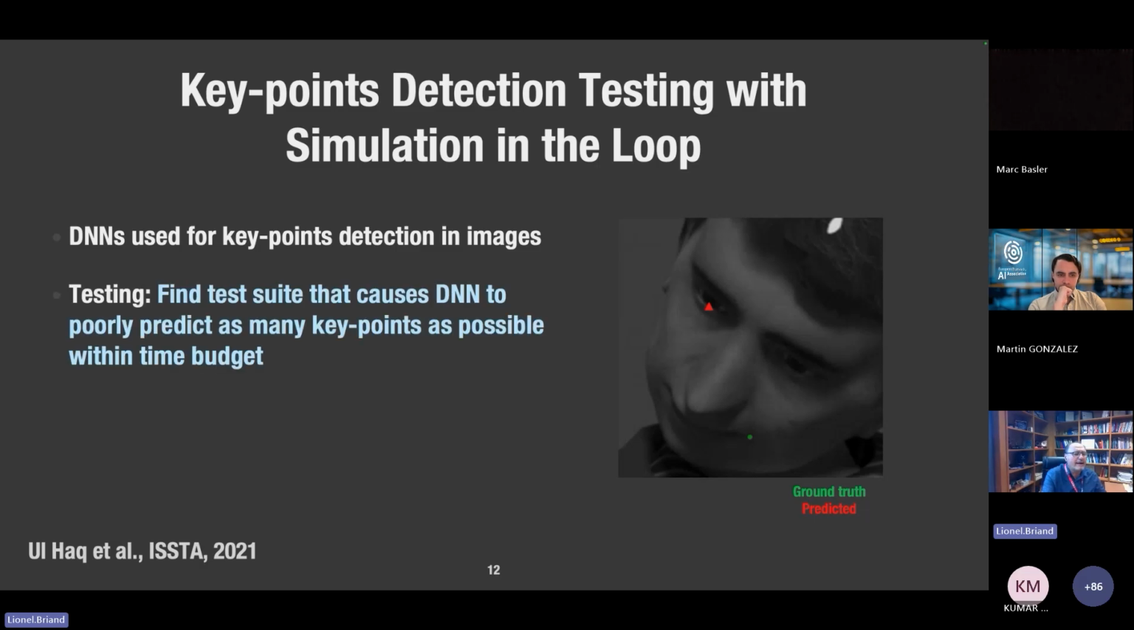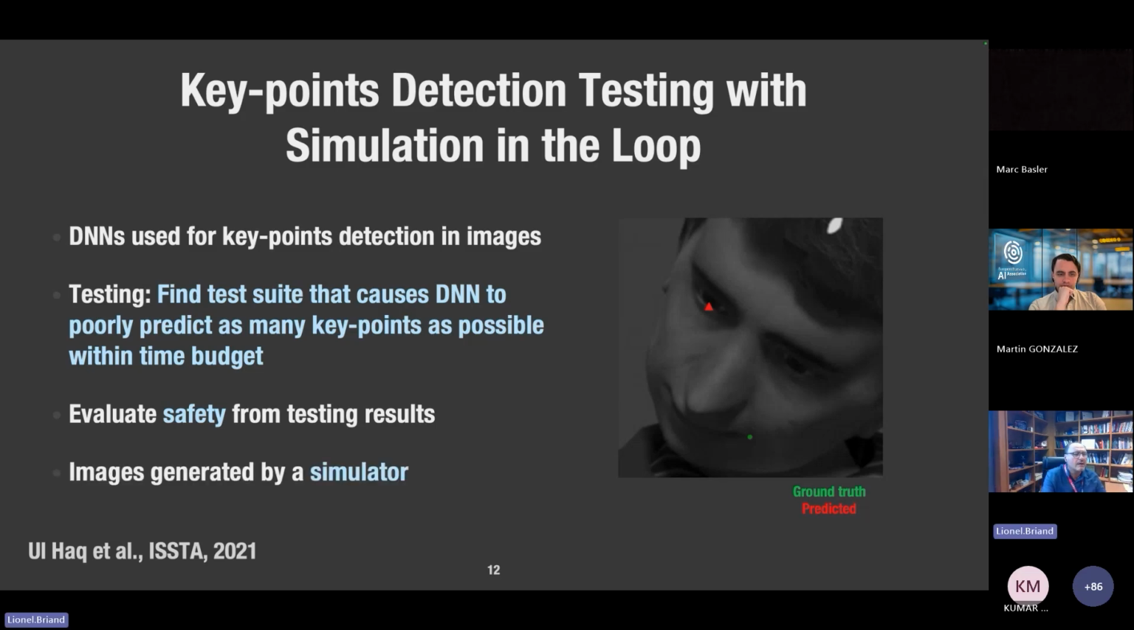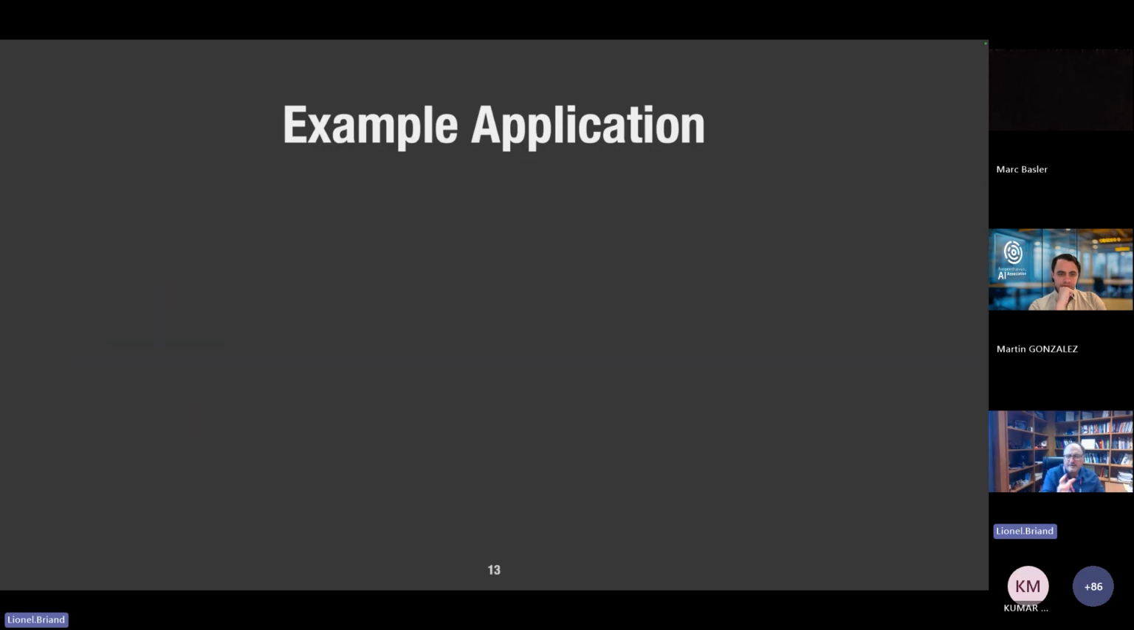And of course, testing such a DNN model means that you want to try to identify as many images as possible where key points are poorly predicted within a given time budget or test budget. And then you want to be able to evaluate those testing results to somehow evaluate safety risks. Here we assume that we are in a context where we have a simulator in the loop to generate the images. And this is an important practical point. I'll get back to it.